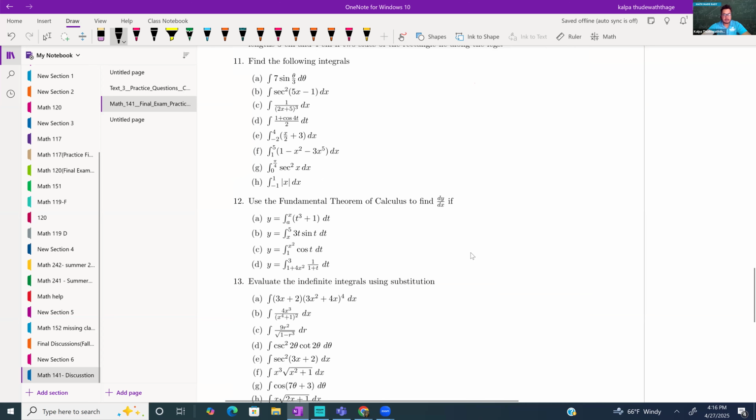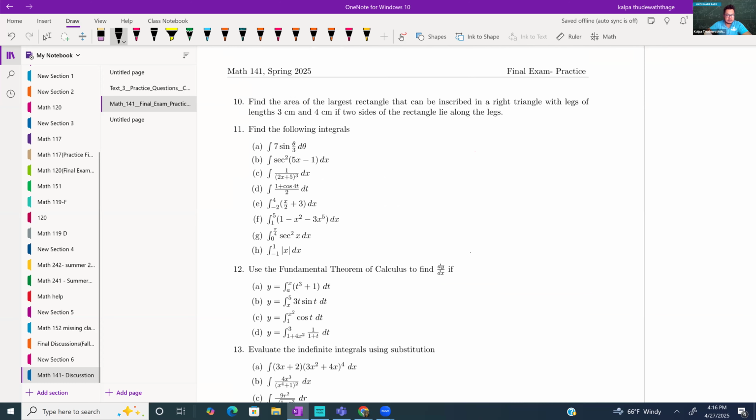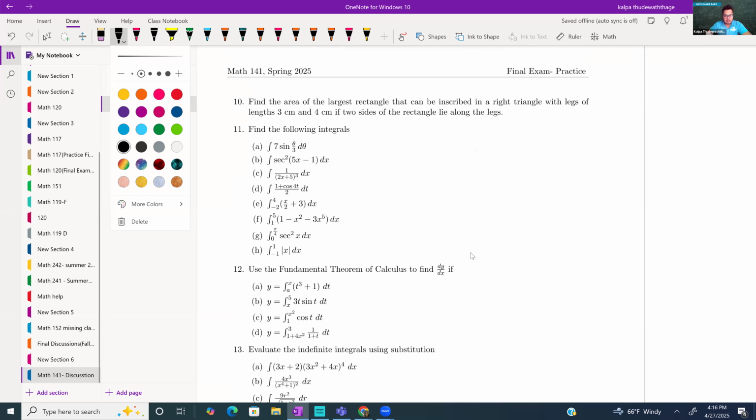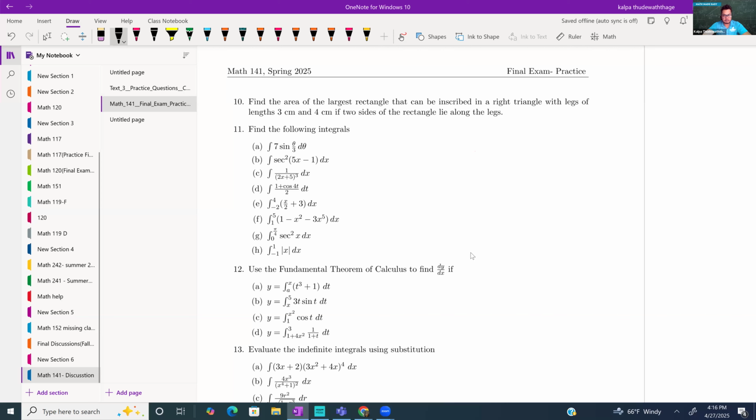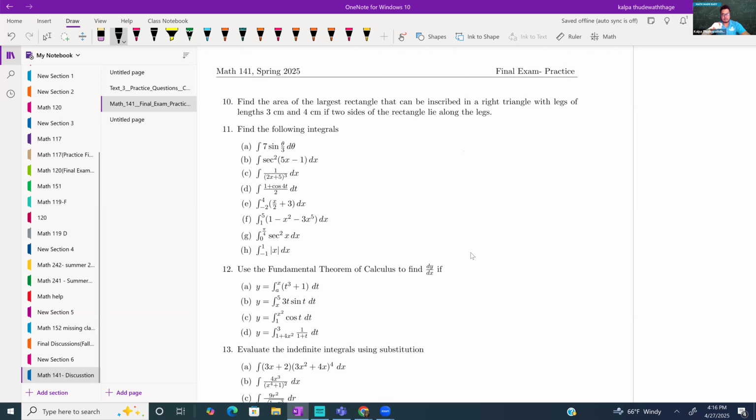Okay, right. So question number 11. I'm going to do that in this space, and I complete the question, erase, and start the next one, and so on. So normally when you have the integration of 7 sine theta over 3 d theta, you have to think about what is the integration of sine.